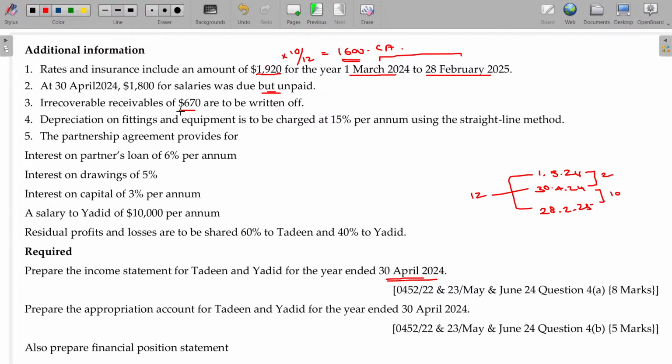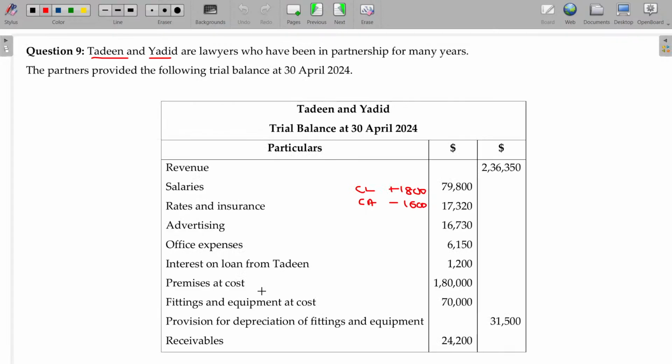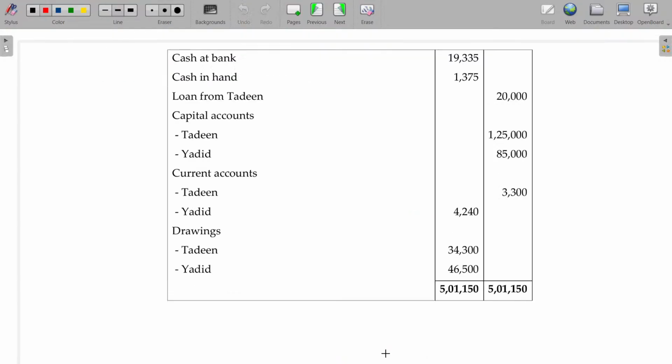Irrecoverable receivables 670 are to be written off. Irrecoverable debt from the debtors. In receivables, you have to subtract this value. 670 will be subtracted. Irrecoverable debt. Expenses.